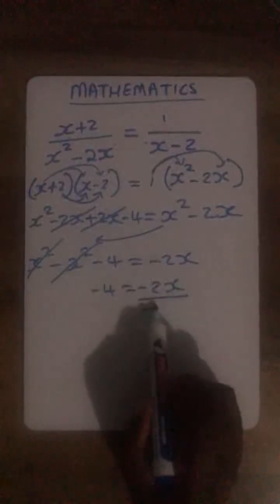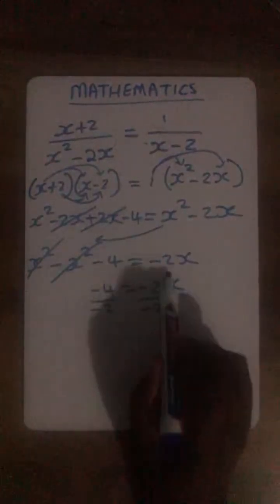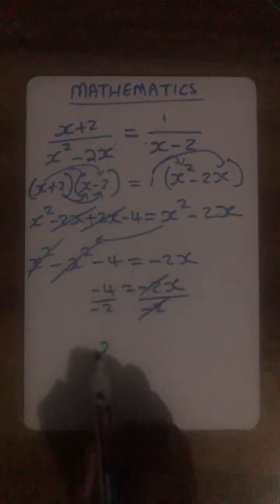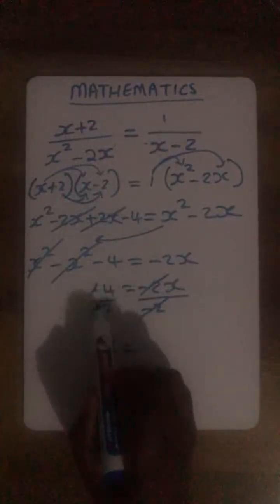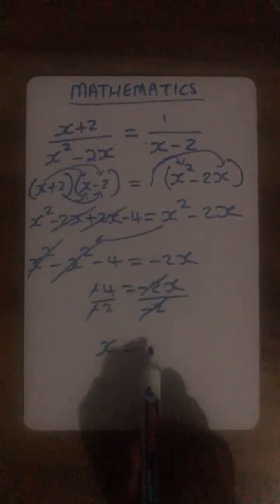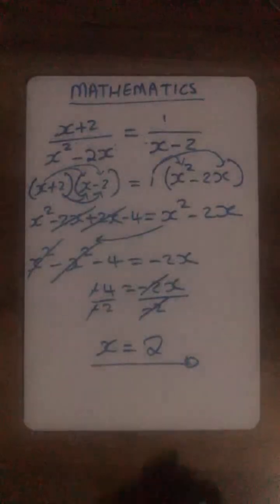What if you just divide by negative 2x on both sides, so that this cancels with that, then you have your x, which is equal. That cancels with that. 4 divided by 2, that is 2.